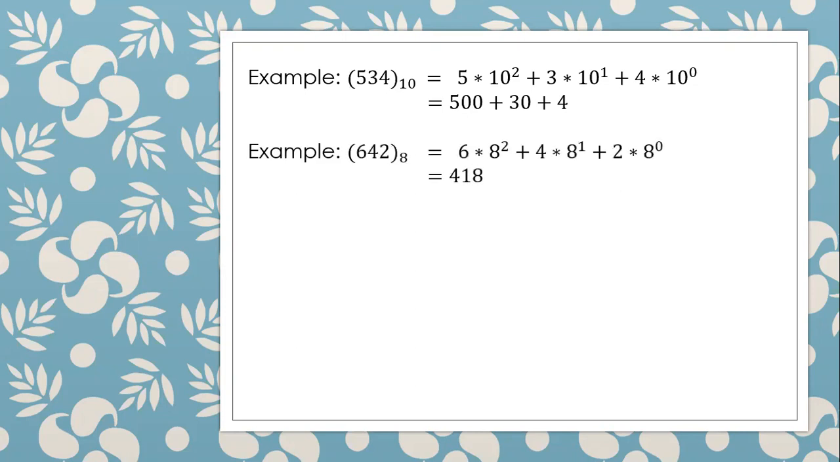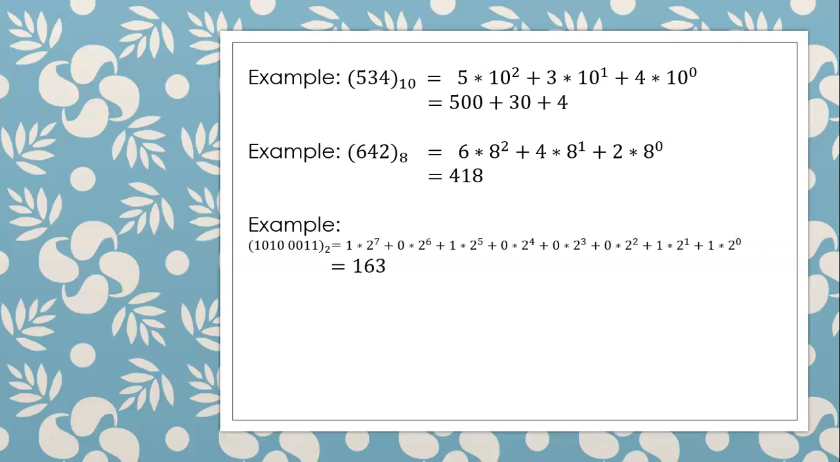And so if we see something like 642 base 8, what we're saying here is 6 8 squareds, 4 8s to the first, and 2 singles. So this is the number that we're used to in base 10, 418. If you wanted to represent 418 in base 8, it would be the number 642.